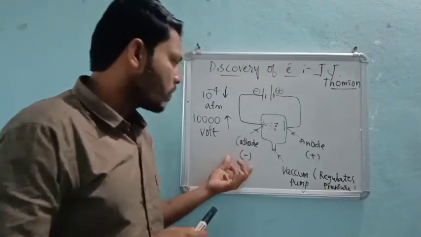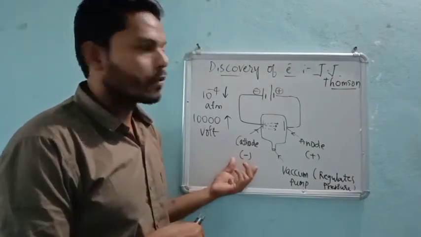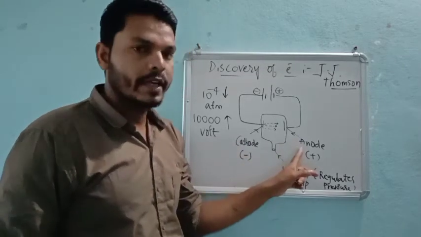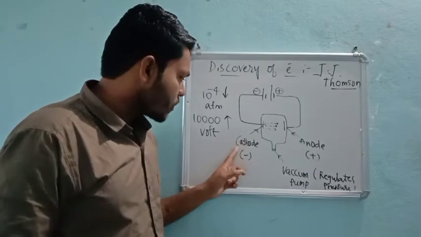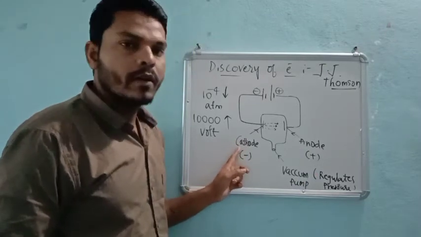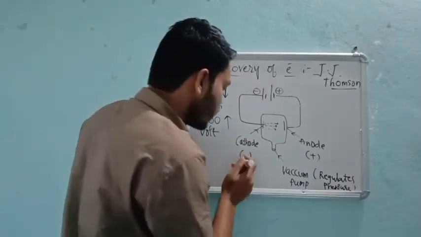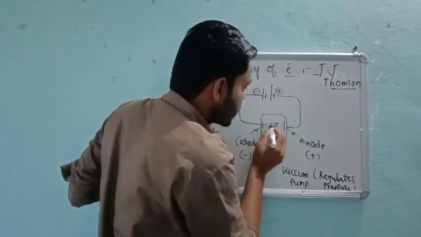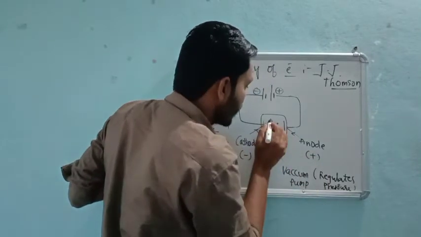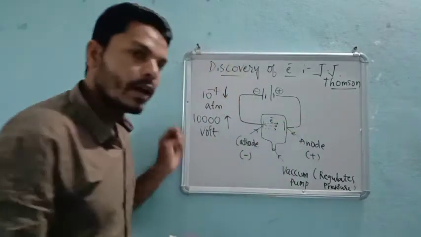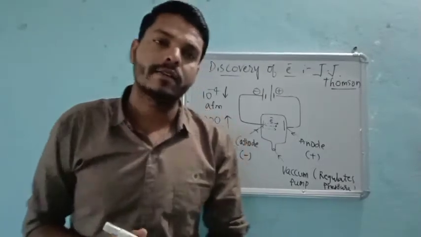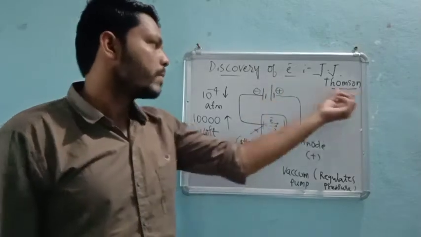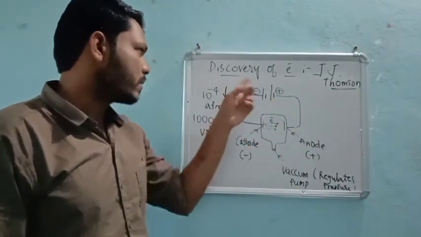So now we will come to the conclusion that if the rays are moving from cathode towards the anode, then what will be the charge on them? Because the cathode is negative, and therefore negative charge is moving towards the positive, means definitely there will be electrons. Like how J.J. Thomson discovered these electrons, right?